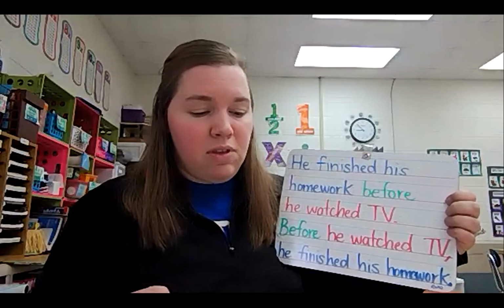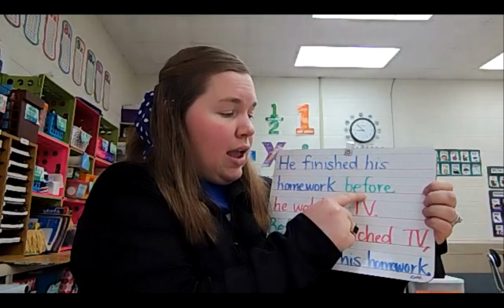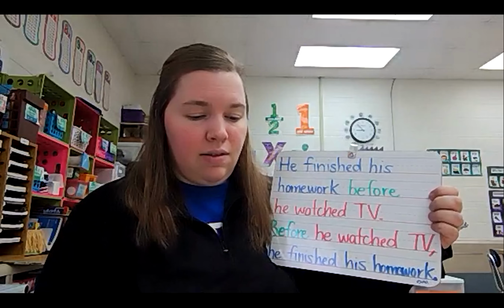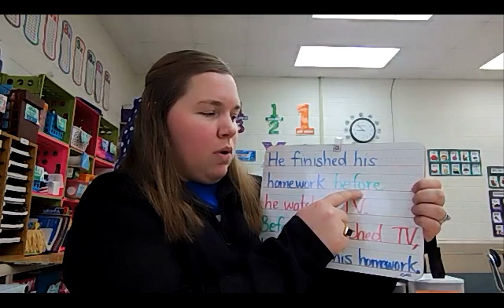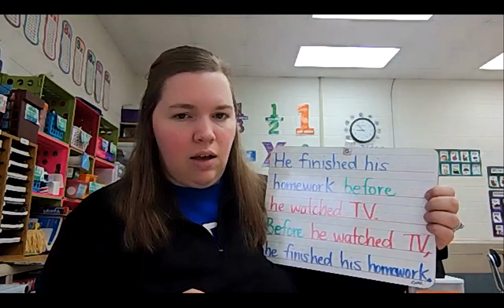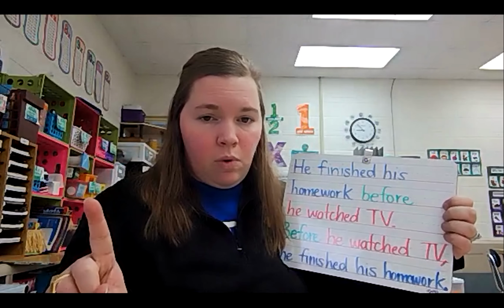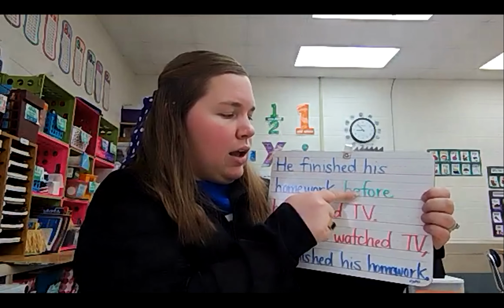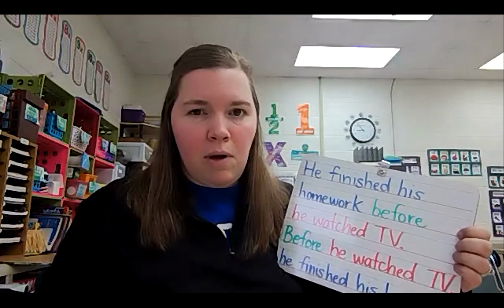But when you put them together using a subordinate conjunction, this makes a complex sentence. In this sentence, the conjunction was before. It connects the two ideas. He finished his homework before he watched TV. There are two things happening and they're connected by the word before. Some other words that could be used are after, because, except, until, so that. It's just connecting the two ideas.